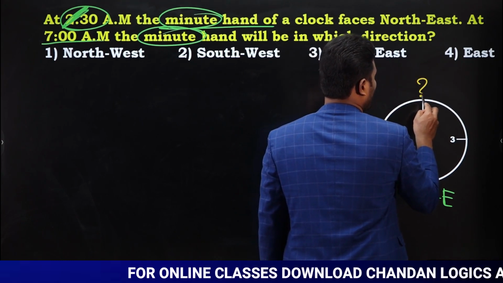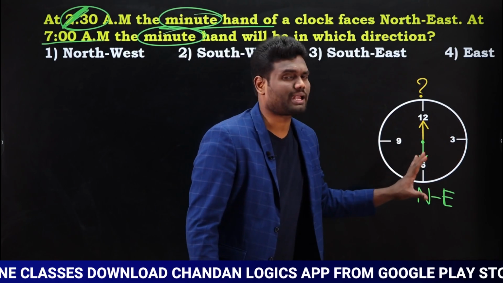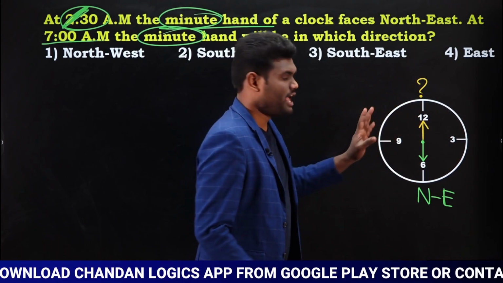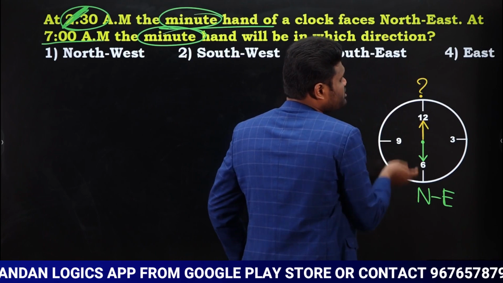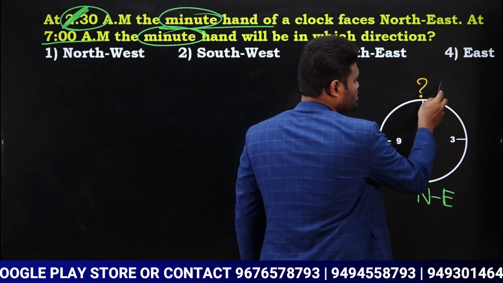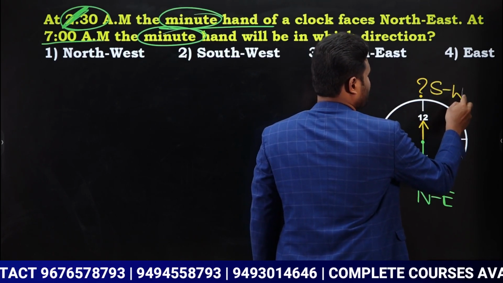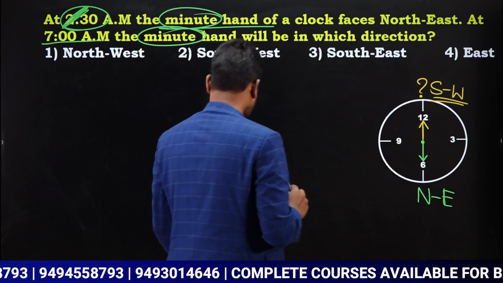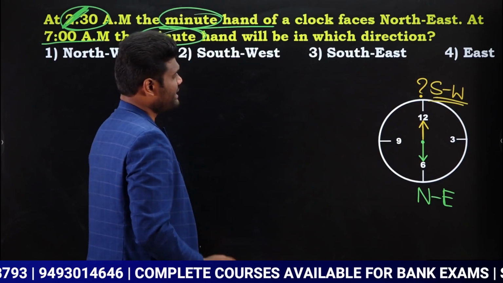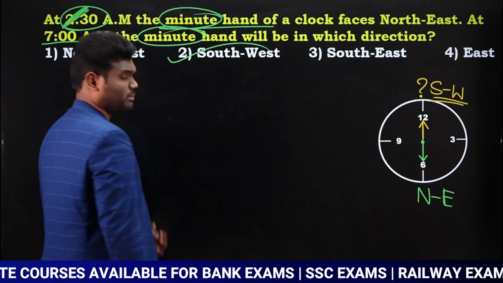Now our question is to know what this direction is. It does not matter, you just need to know the direction. Look here. Both of these are opposite each other. Yes or no? As it is opposite, north's opposite is south. East's opposite is west. So we can say the answer for this question is going to be the southwest direction. Yes or no? Southwest direction, which is option 2.